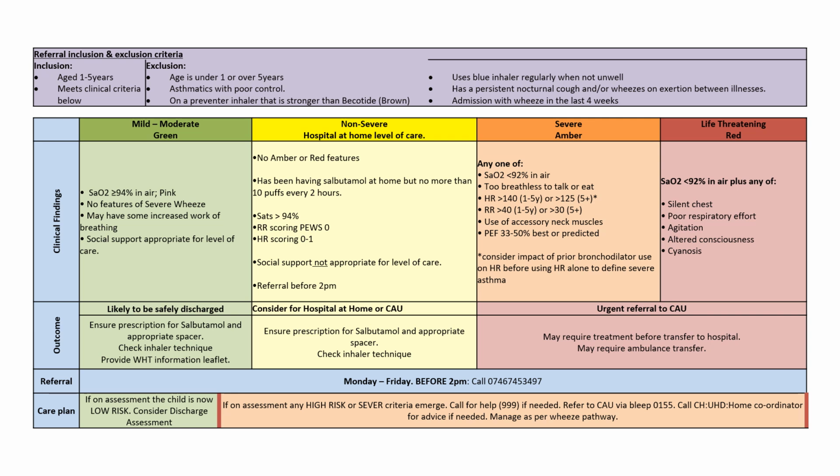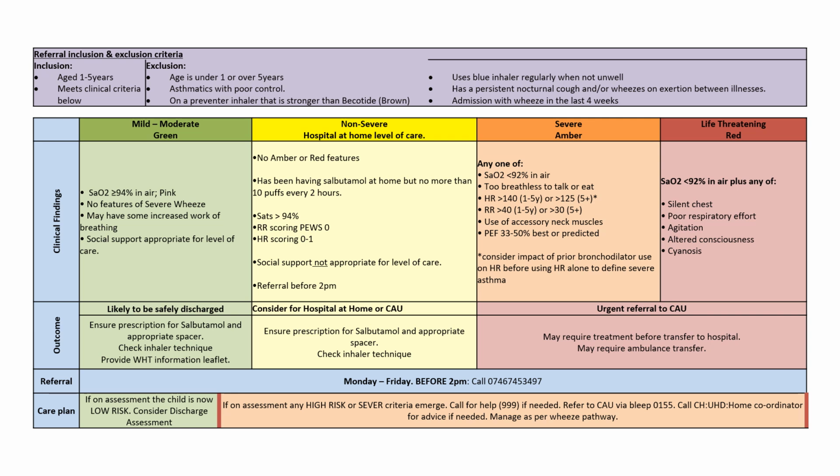The other exclusion criteria, again trying to pick up the asthmatics: one who's using a blue inhaler regularly when not unwell with infection, has persistent nocturnal cough, wheeze on exertion, or has had admission with wheeze in the last 4 weeks. The children with frequent wheeze, more than every 4 weeks, is more likely to be ongoing poor background asthma control rather than viral-induced wheeze on top of viral-induced wheeze.